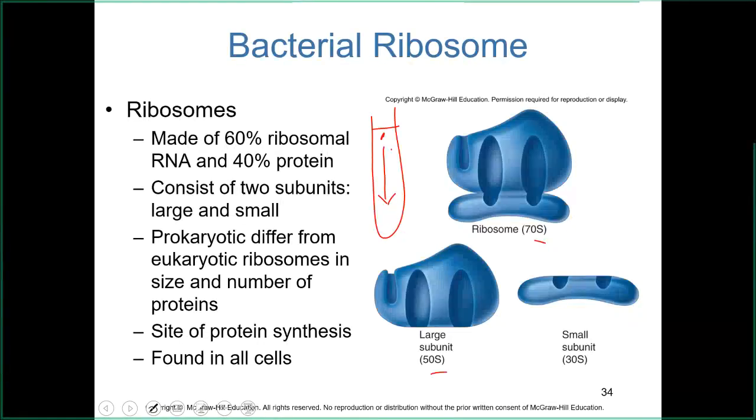The full ribosome is composed of two parts, a small subunit and a big subunit, and those together add up. They don't sum exactly, but the weight that you get when you put the small and the big together is 70S. That's typical of prokaryotes. They have a 70S ribosome. The eukaryotic ribosome that you have lots of in your cells would weigh 80S.